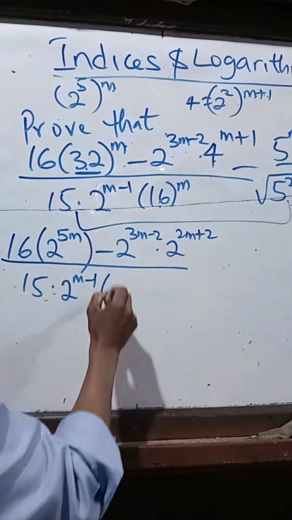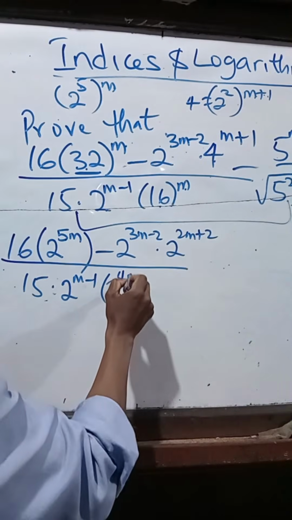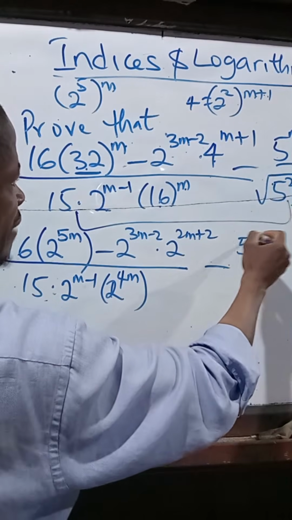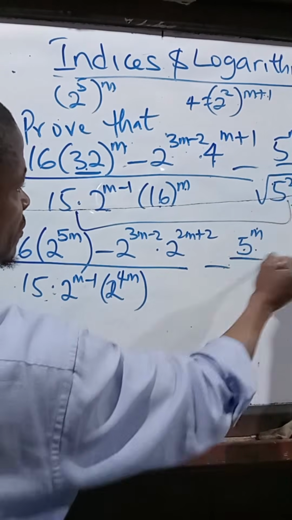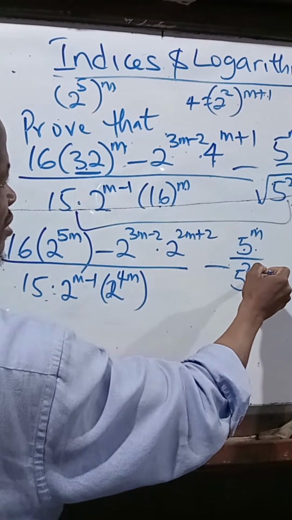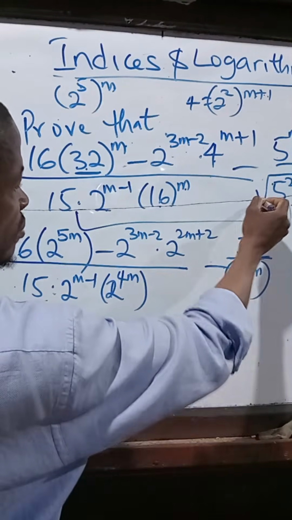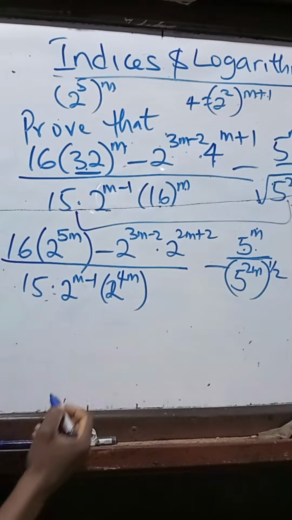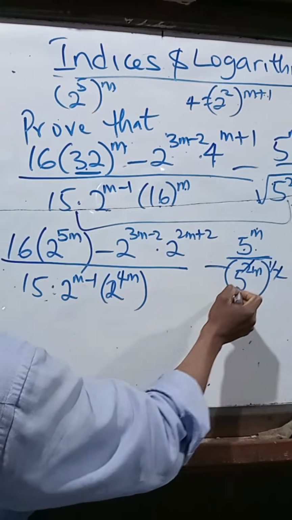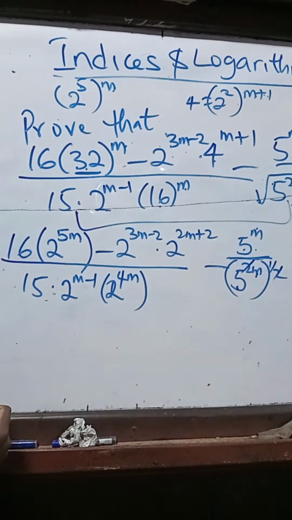This one is 16, which is 2 to the power 4, times this one, and that would be 4m. Minus, don't forget this one, that's 5 to the power m. This one, remove the square root, that would be 5 to the power 2m times the half. The square root is the half. Okay, so these two we cancel. So we're going to have 5 to the power m in this place.